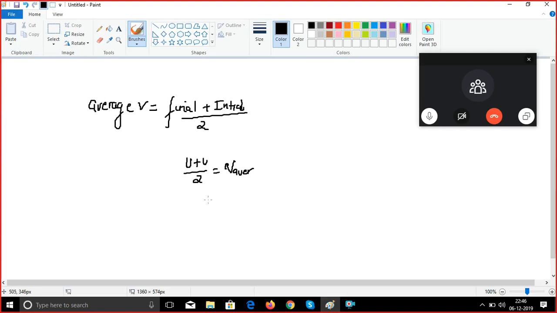We have calculated average velocity to be 12. Initial velocity is u, final is 0, divided by 2. So by cross multiplication, I can calculate 24 equals u. So initial velocity is 24 centimeters per second. Alright, so 12 times 2 equals u, and so u is 24.